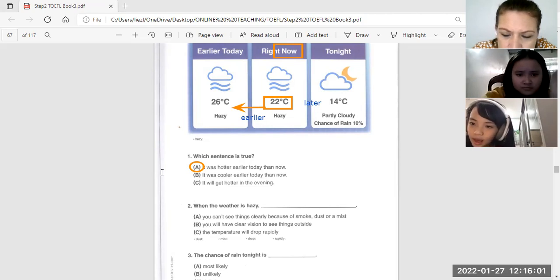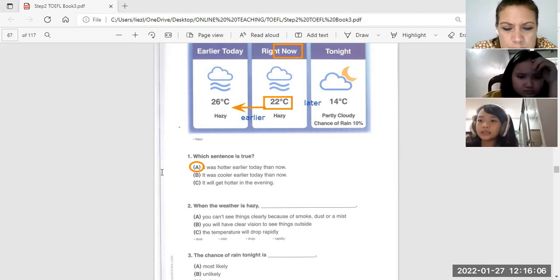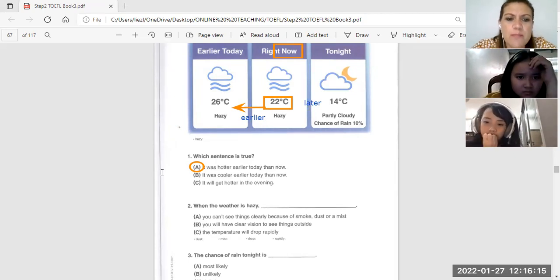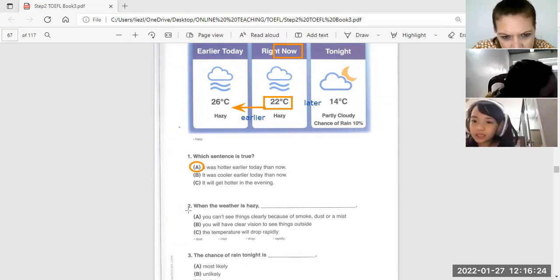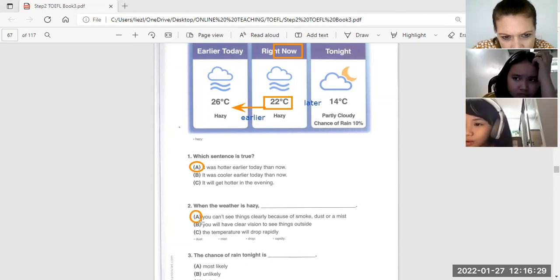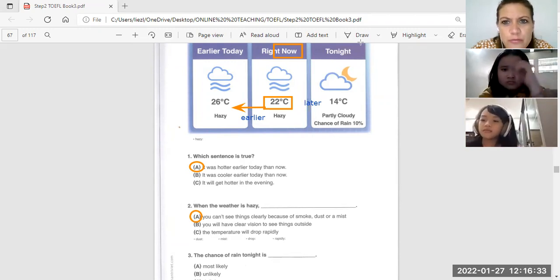You will have clear vision to see things outside. If the weather is hazy, you can't see things clearly because of smoke, dust, or mist. You will have clear vision? No. The temperature will drop? No. So what's your answer number? You can see things clearly because of smoke, dust, or mist. Because of, not if of.